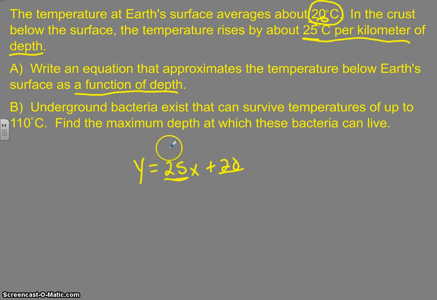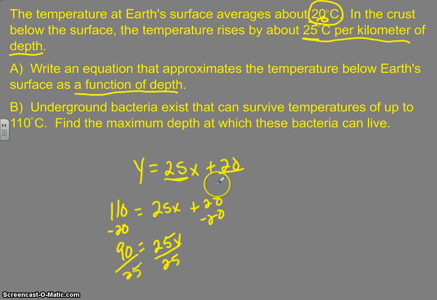The rate, when we were writing equations earlier, our rate is actually a slope, and the other number is actually the y-intercept. So if we're going to find the maximum depth at which these bacteria can live, 110 degrees is going to be our total, and we're going to solve for x. We're going to get something a little bit weird. So we're going to subtract 20 from both sides.